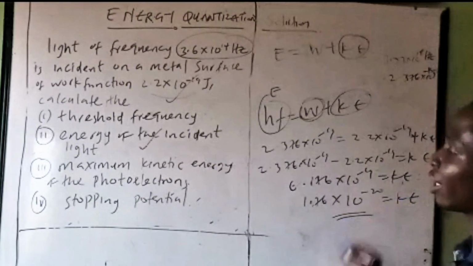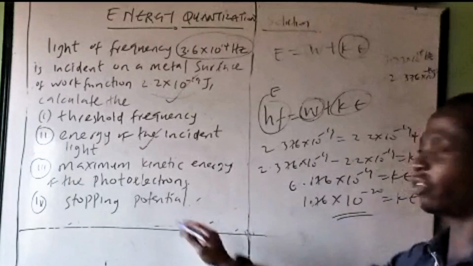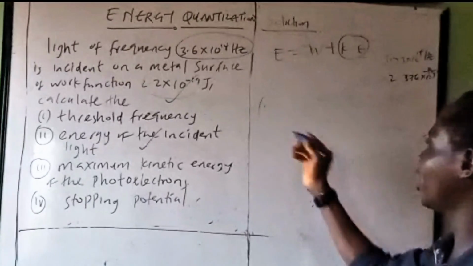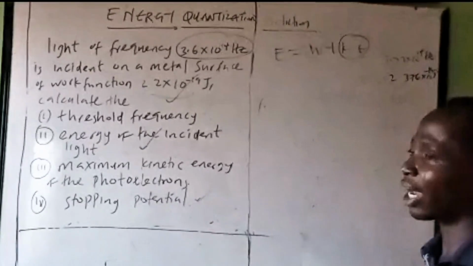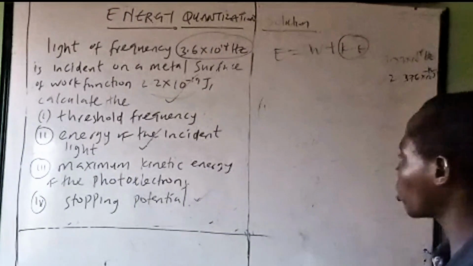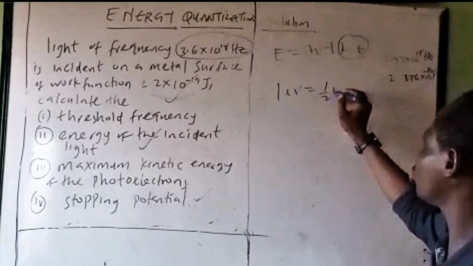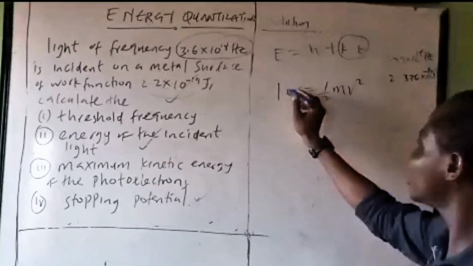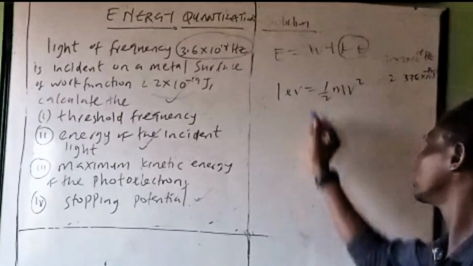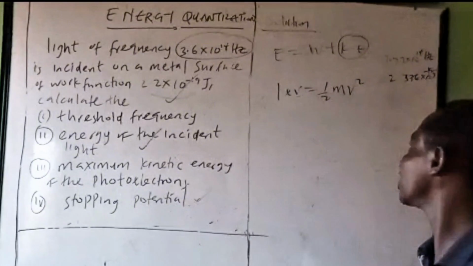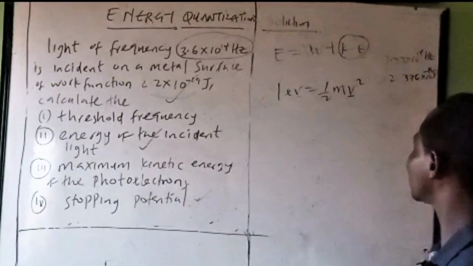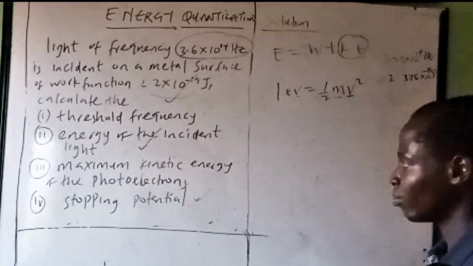So this is now referred to as our kinetic energy, whereby the last one is referred to as the stopping potential. I've defined what stopping potential is before as the minimum energy. So from eVs is equal to 1 over 2 mv squared, this e is the charge of the electron, this Vs is referred to as the stopping potential, this v here is velocity and m here is mass.